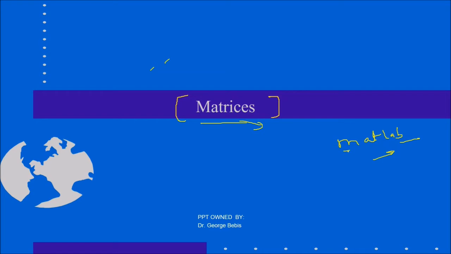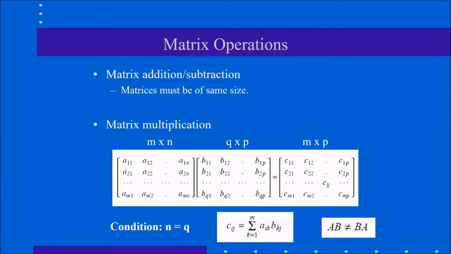And see, in MATLAB, this MAT is for matrices only. That is why the matrix is so important for digital image processing and image processing. The matrix, broadly, has two things: first is the arrangement, and then the operations. So let's see about them.